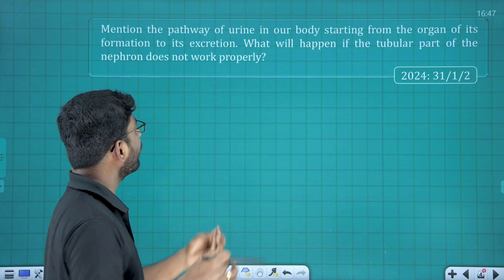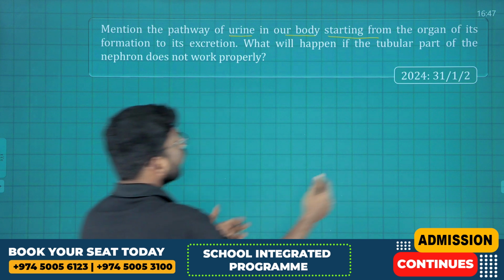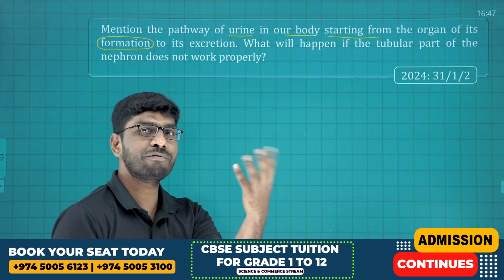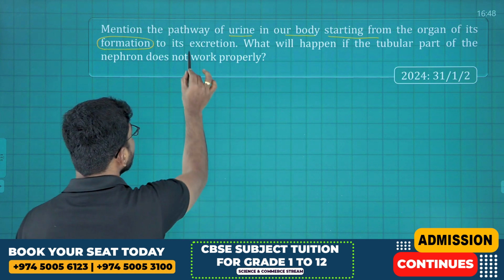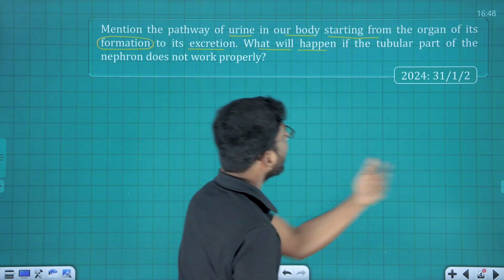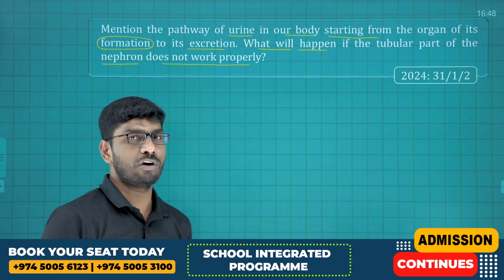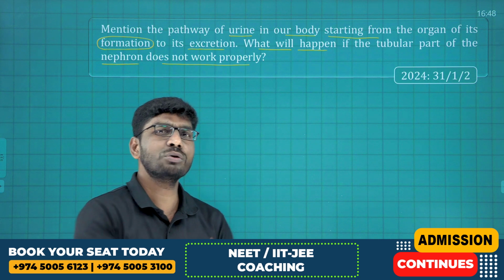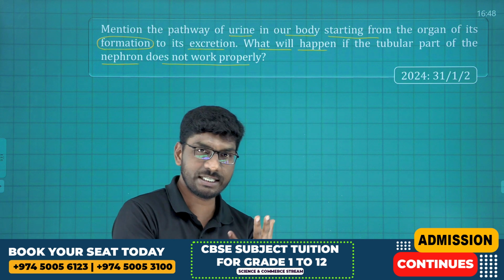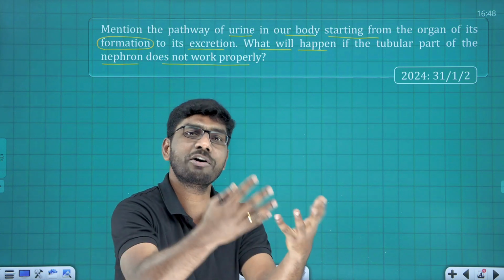Mention the pathway of urine in our body starting from the organ of its formation. Where will it form, tell me? Kidney. The formation of urine in the kidney, right? Kidney to its excretion. What will happen if the tubular part of nephron does not work properly? Tubular part of nephron, they are given. What is this tubular part of nephron? Which parts are included in the tubular part of nephron? Listen carefully. PCT, DCT, collecting duct, loop of Henle, these all are the parts of the tubular part of nephron only.